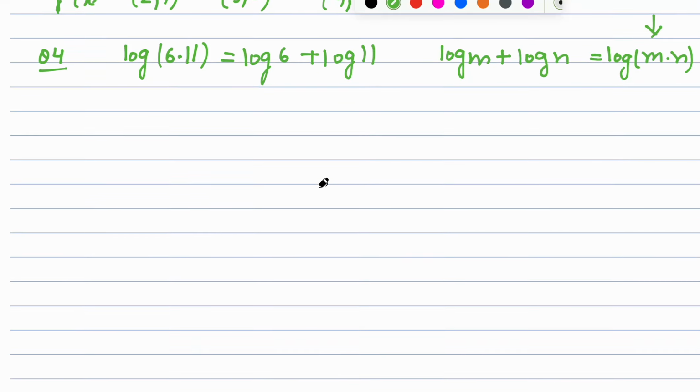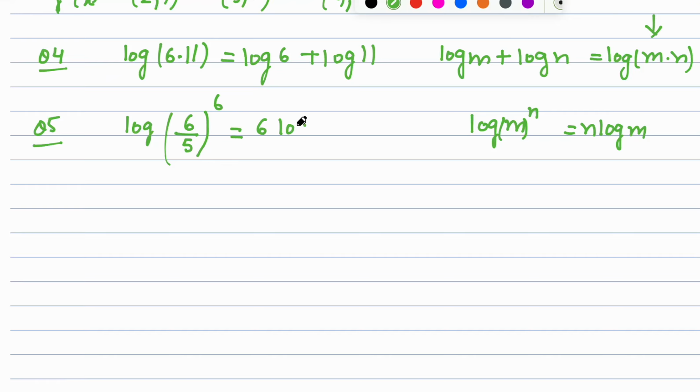Okay. Now let's say question number 5 is log of 6 by 5 whole to the power 6. Now because I have a whole power over here, so first property that I am going to apply is log of m to the power n is equal to n log of m. This is the first point I can see here. So that will be 6 log of 6 by 5.